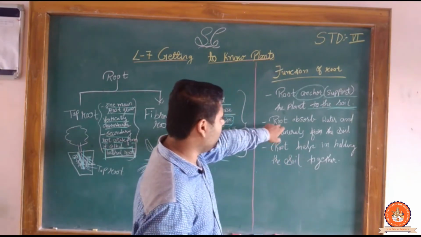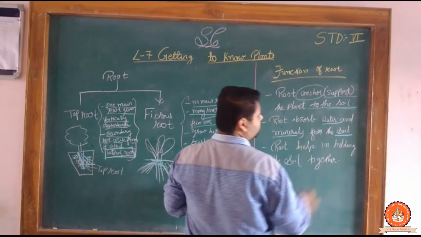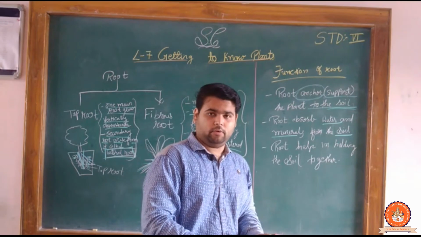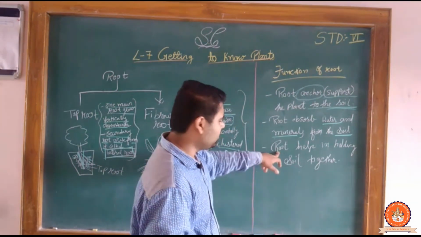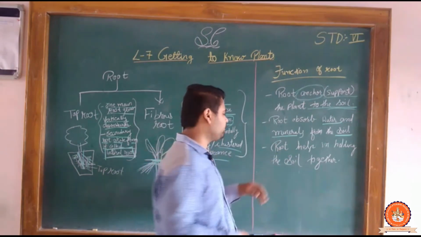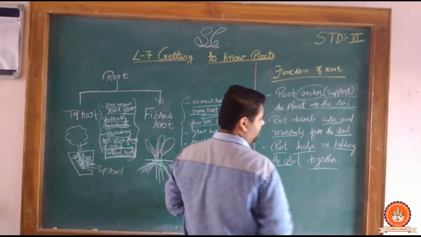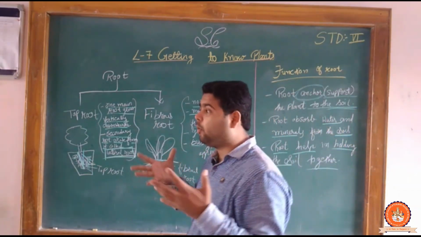Clear? Now roots absorb water and minerals from the soil. Clear? They are absorbing the water from the ground, and the minerals, so they are making their own food. Clear? They look like a pipe system. Roots help in holding the soil together. Now it's a very important thing that roots help in holding the soil system.